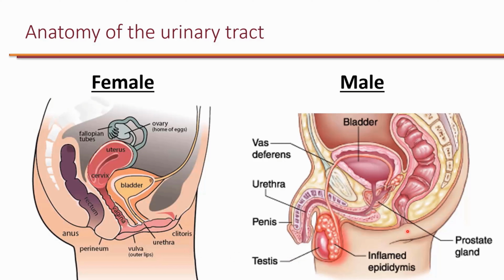In males, you can see that the opening of the urethra is much further from the rectum. So it's much more difficult for translocation of bacteria from the rectum all the way to the urethra. Also look at the anatomy. It's much more difficult for bacteria to travel up the urethra in males. Therefore, urinary tract infections are more common in females compared to males.